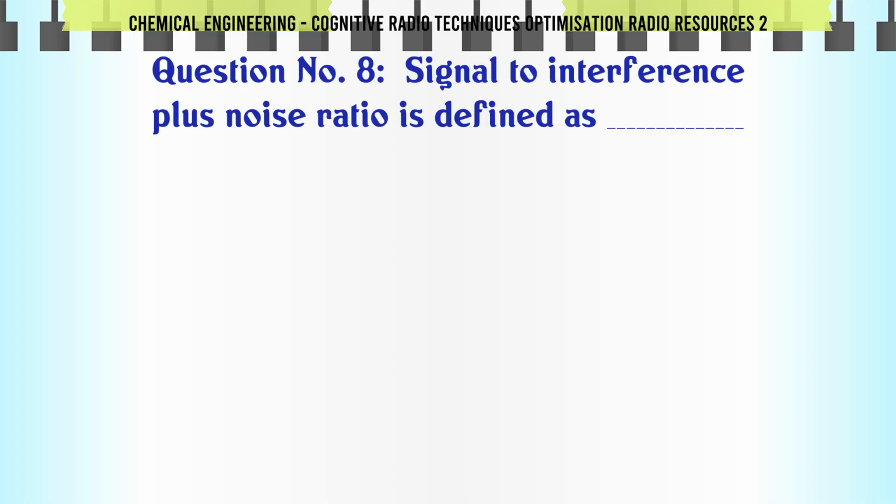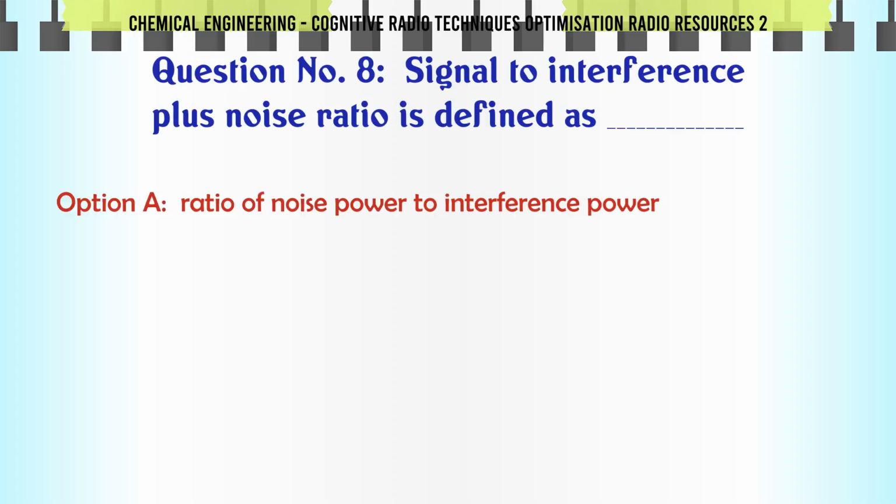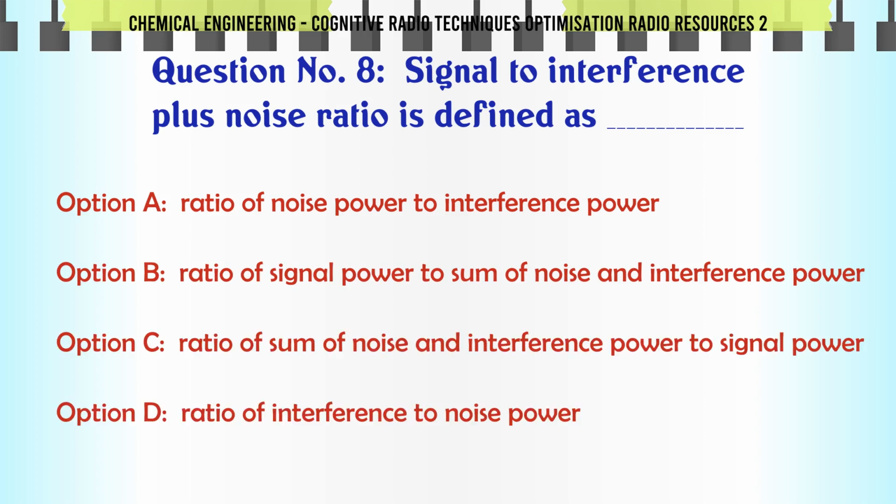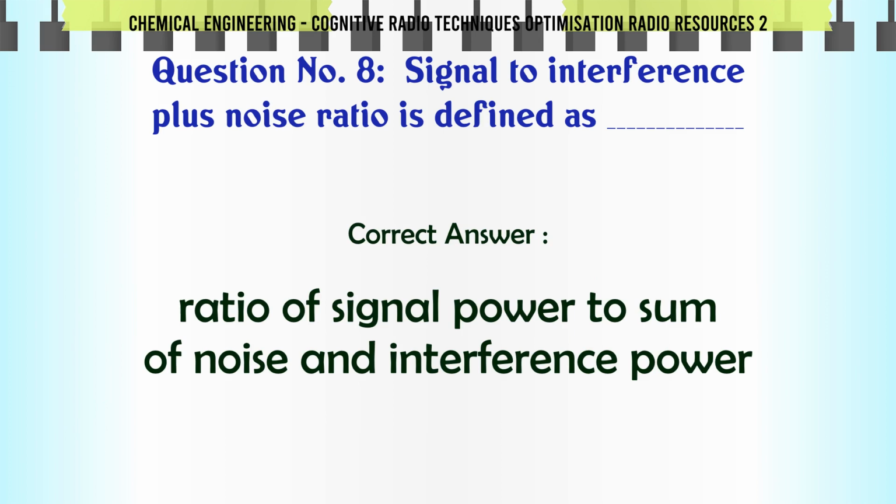Signal to interference plus noise ratio is defined as A. Ratio of noise power to interference power. B. Ratio of signal power to sum of noise and interference power. C. Ratio of sum of noise and interference power to signal power. D. Ratio of interference to noise power. The correct answer is ratio of signal power to sum of noise and interference power.